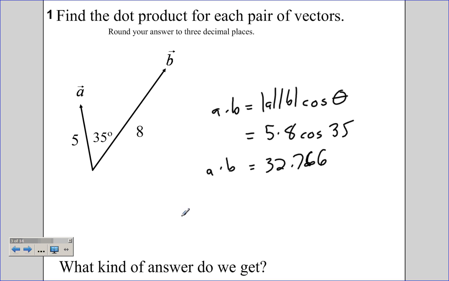Now what kind of an answer do we get? This is a scalar answer. It doesn't tell us much other than that it's positive. And it doesn't tell us much about this diagram yet.